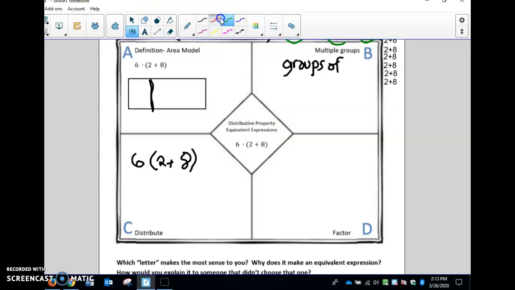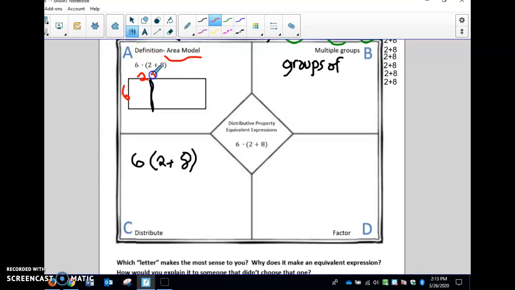So let's look at all of these separately. If I've got the distributive property as 6 times the quantity, and when I say quantity, I just mean the things in the parentheses, 6 times 2 plus 8, I can think of this as finding the area of a rectangle, which is something that we did in class, by taking 6 and multiplying it by 2 plus 8.